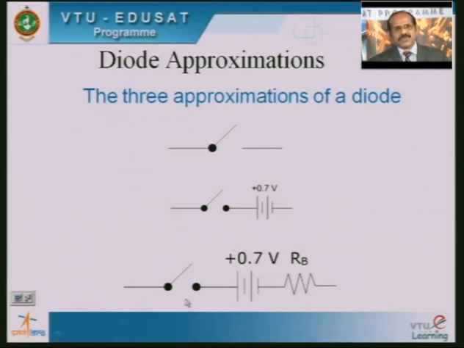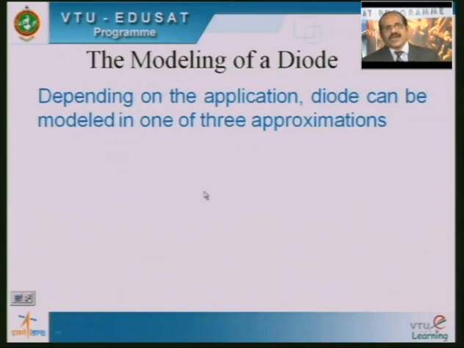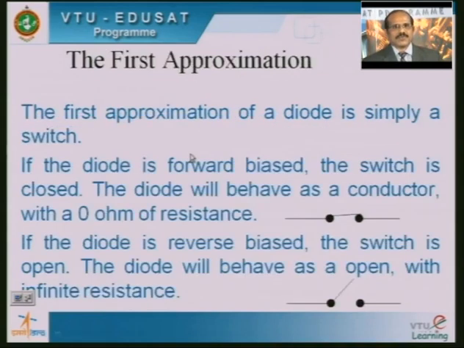In the third approximation, the equivalent circuit of the semiconductor diode can be indicated by a switch in series with the 0.7 volts battery, which is in series with RB, that is called the bulk resistance here. Depending on the application, the diode can be modeled in one of these three approximations.